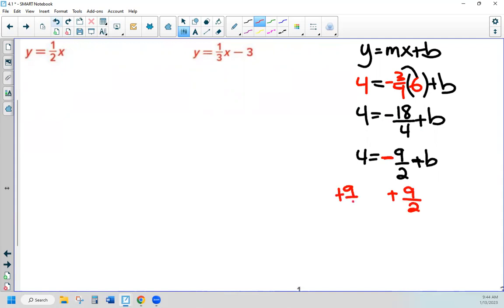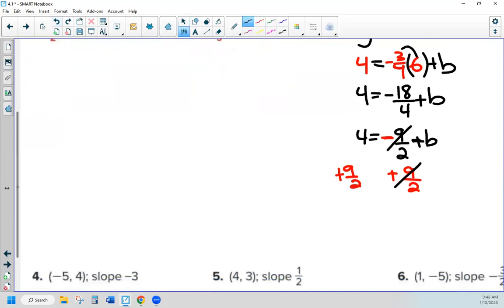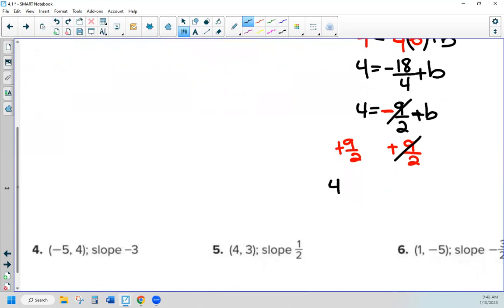So plus 9/2. That's going to cancel with this, because anything by itself minus itself will cancel out. And now we have 4 plus 9/2 is equal to b. Now, really quick, without really using my calculator, let's dumb this down for our brain. How can we add this whole number 4 and this fraction 9/2 without using the calculator? What I want you guys to think about is how can we turn 4 into a fraction? There's several fractions that will be equivalent to 4, but think about a fraction that has a denominator of 2.